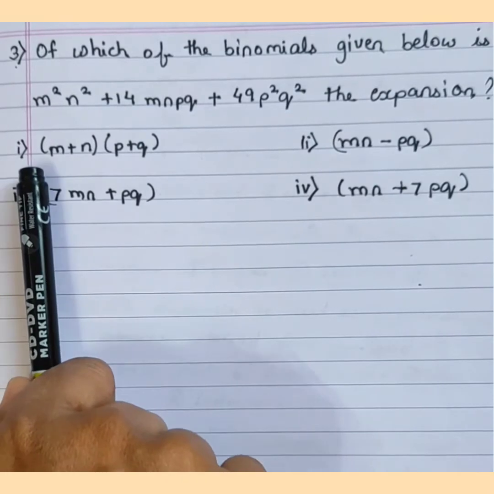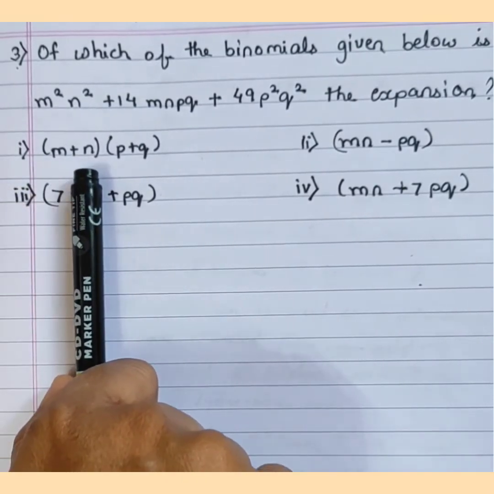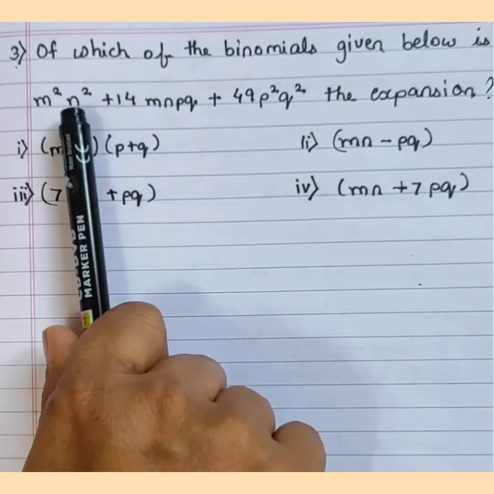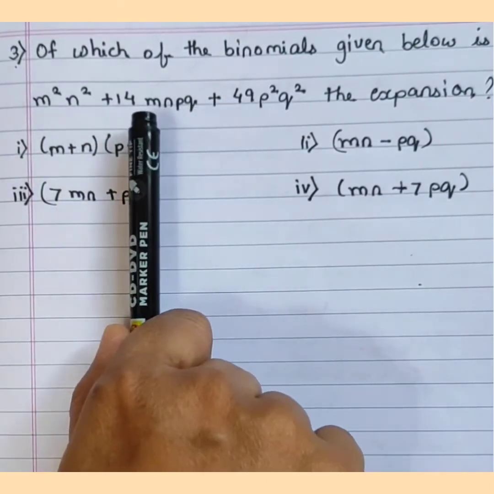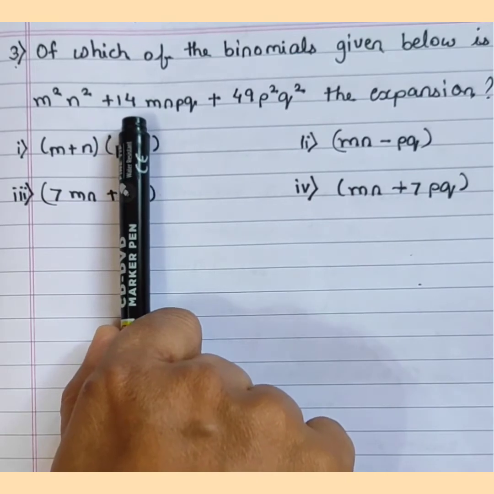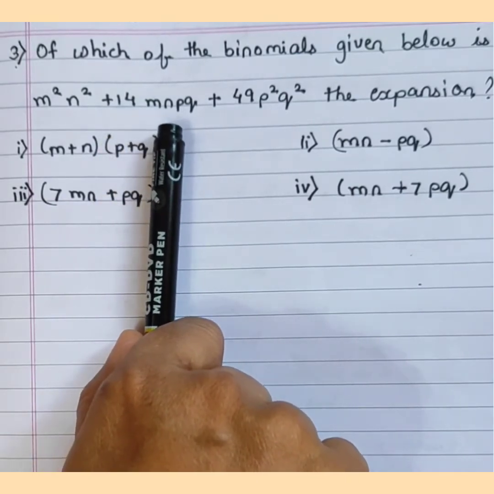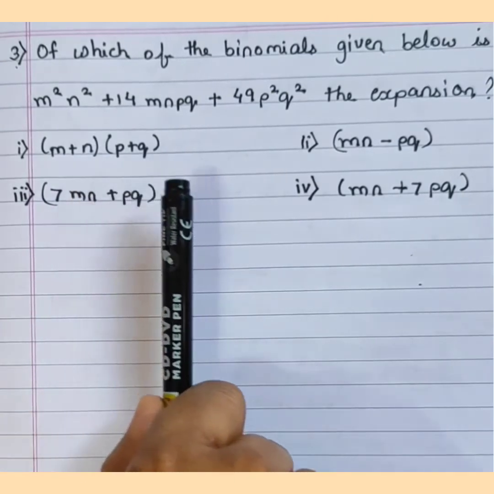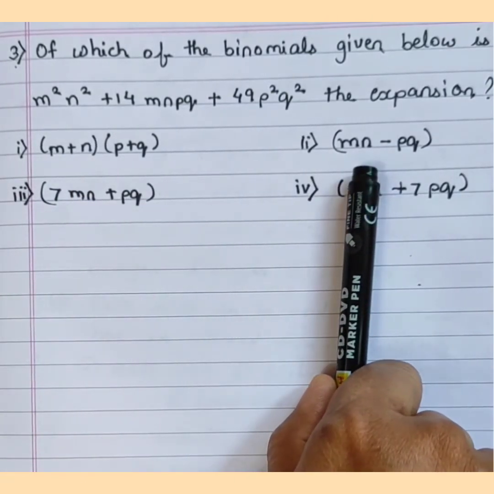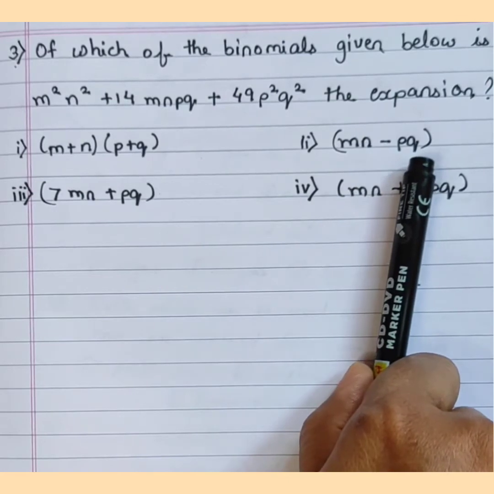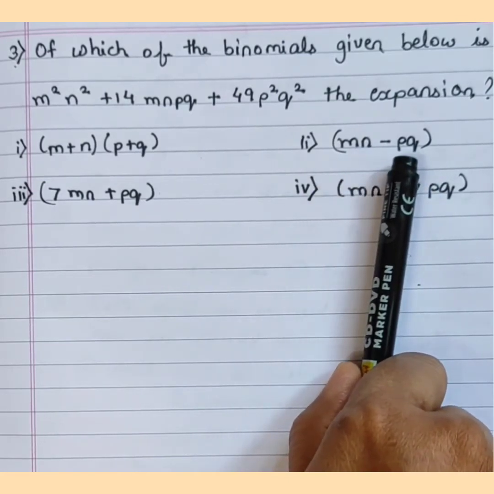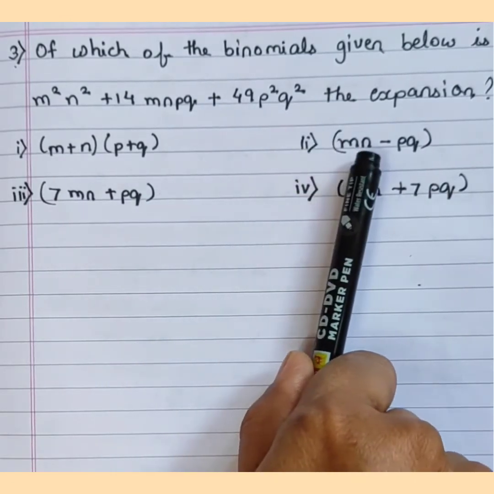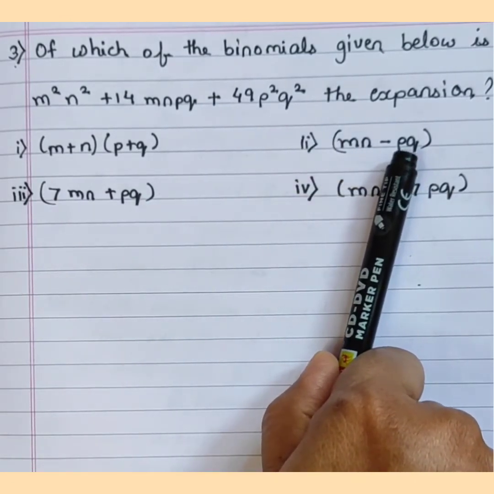Now if you see the first option, there are only variables, that is m, n, p and q. But if you see the expansion, there is a coefficient also. Coefficient means the number along with the alphabet. So the first option is wrong. See the second option. Again it is mn, pq. But there is no coefficient or any term like that which relates to this expansion. So the second option is also incorrect.